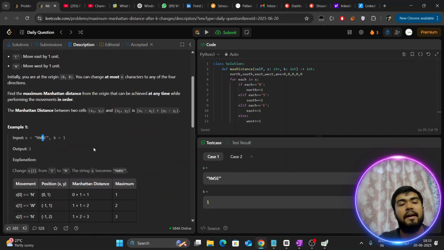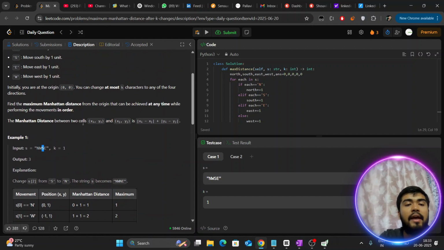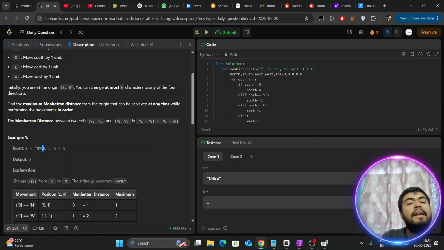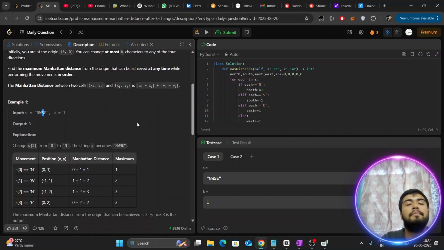So what is the Manhattan distance? The Manhattan distance formula for points (xi, yi) and (xj, yj) is the absolute value of xi minus xj plus the absolute value of yi minus yj. We have to take the sum of those. Agree guys? Now if I consider (xj, yj) at the origin, then it is always (0, 0). So in our case, we basically have to maximize xi and yi. So xi plus yi should be maximized.